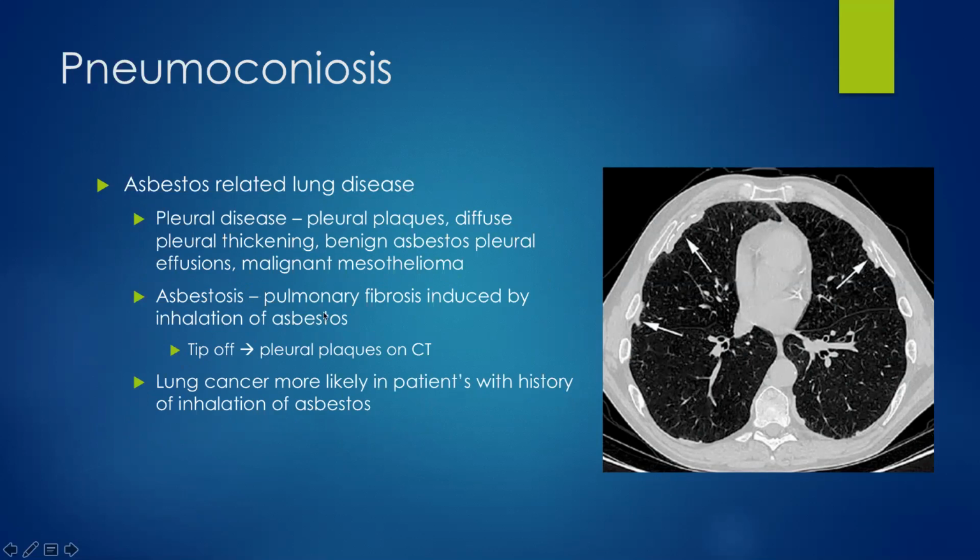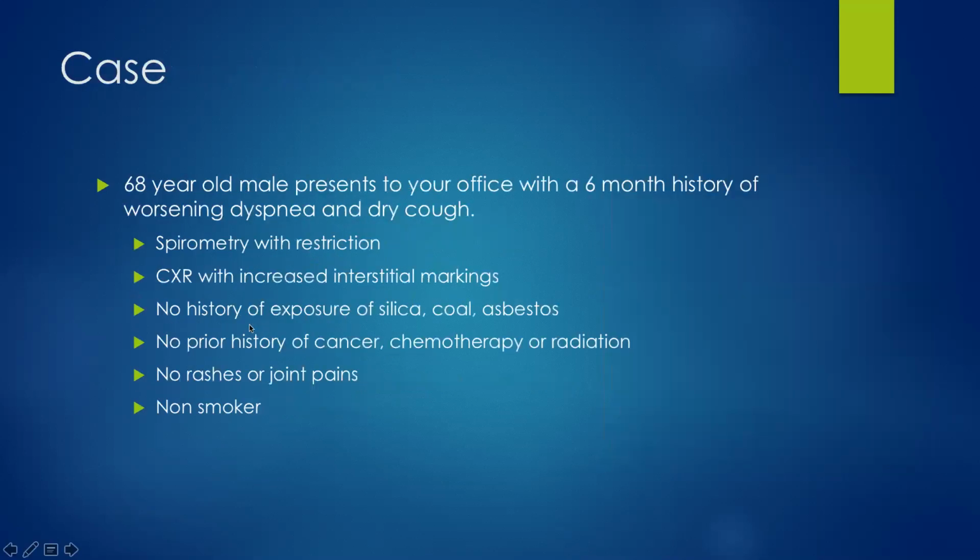Asbestosis is when you have pulmonary fibrosis due to being exposed to asbestos. The way you make this one is, if you do their CT and it looks like IPF, but they have pleural plaques, it's probably asbestosis. It's not idiopathic pulmonary fibrosis. Does that make sense? Because there's no other reason why you have pleural plaques. You had to have been exposed to asbestos at some point. And lung cancer is definitely more common in people who have had asbestos exposure.